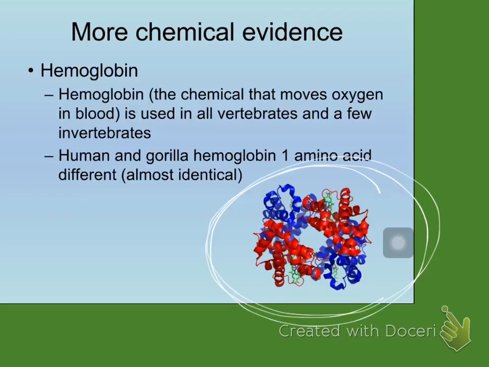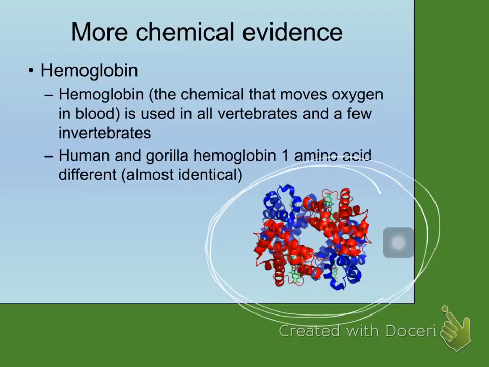Every single vertebrate on the planet uses hemoglobin to transport oxygen in their blood. Every single thing that has a spine uses hemoglobin. A few things that don't have spines use it. And their hemoglobin is all slightly different.